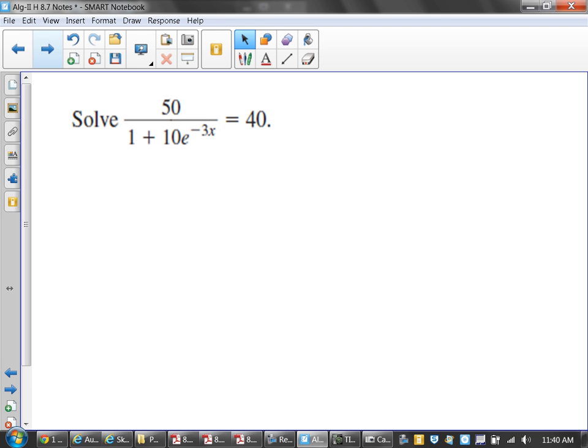Now, guys, if I'm looking at this problem, it is fraction equal fraction, right? What do you do when you have fraction equal fraction? Cross multiply, right?